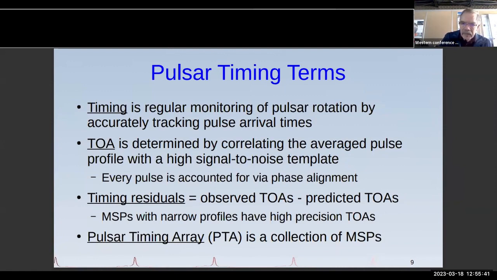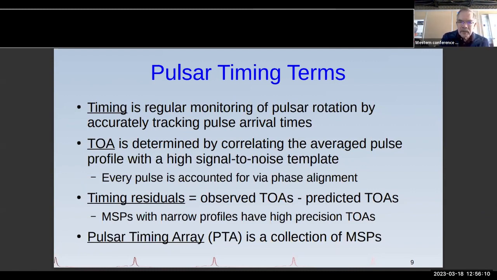And then the TOA itself is determined by correlating an average pulse profile that you just measured with some template you have in your back pocket. This template is a high signal-to-noise template that you've collected previously. A key thing to keep in mind here is every single pulse is accounted for. You line up the pulses by phase, and that accounts for all the pulses. And then the residual is just the difference between the observed and the predicted.